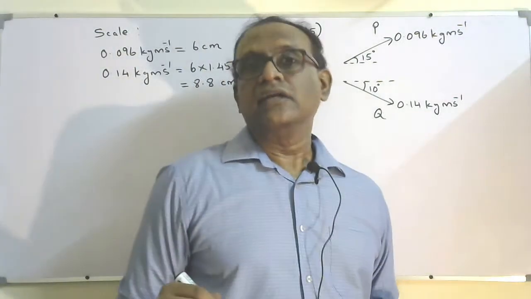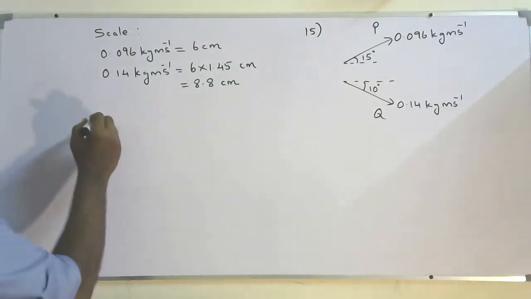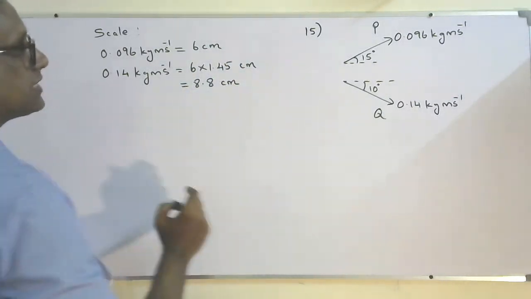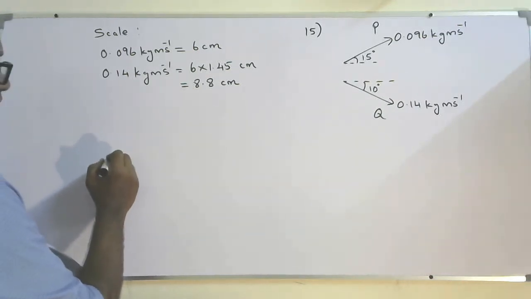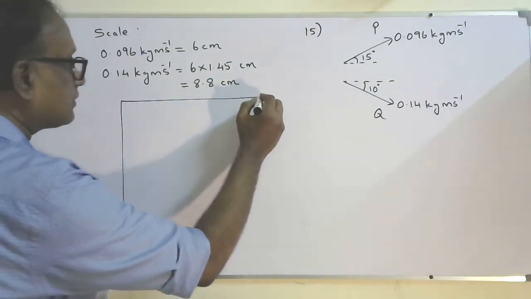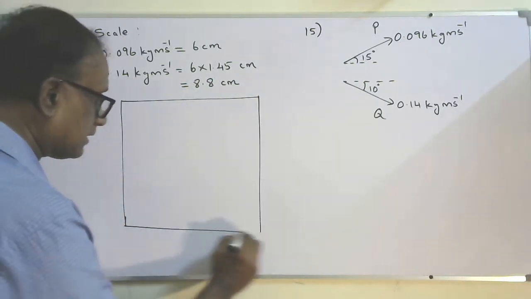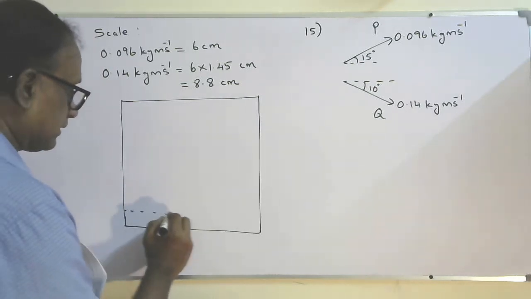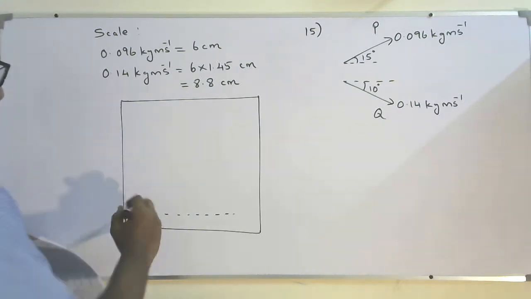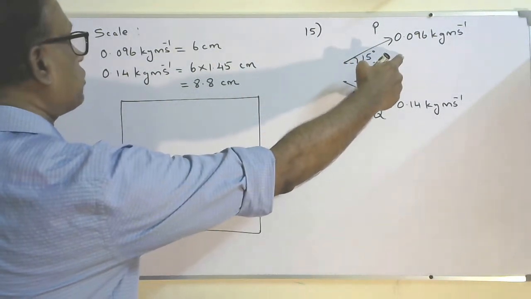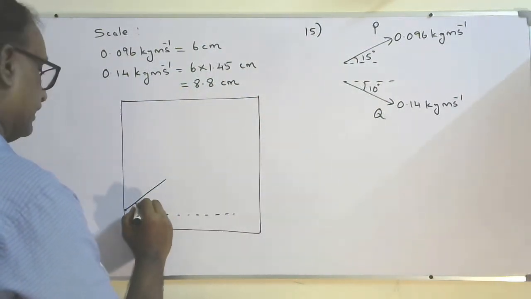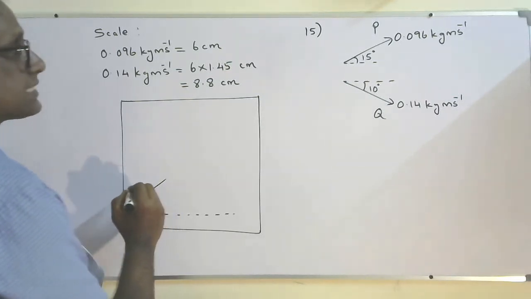Okay, so now I can draw a vector diagram. So with the horizontal line, draw this one first. Either one you can draw first. So if I draw this one, take the lowest part of the given grid on the graph paper. So take from here, or somewhere at the lowest point, measure 15 degrees and draw this one, 0.096, so 6 centimeter at 15 degrees.